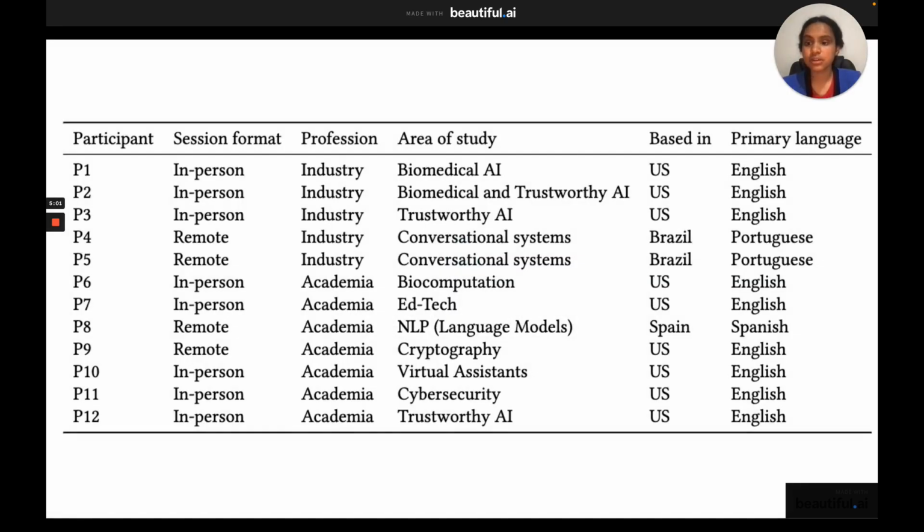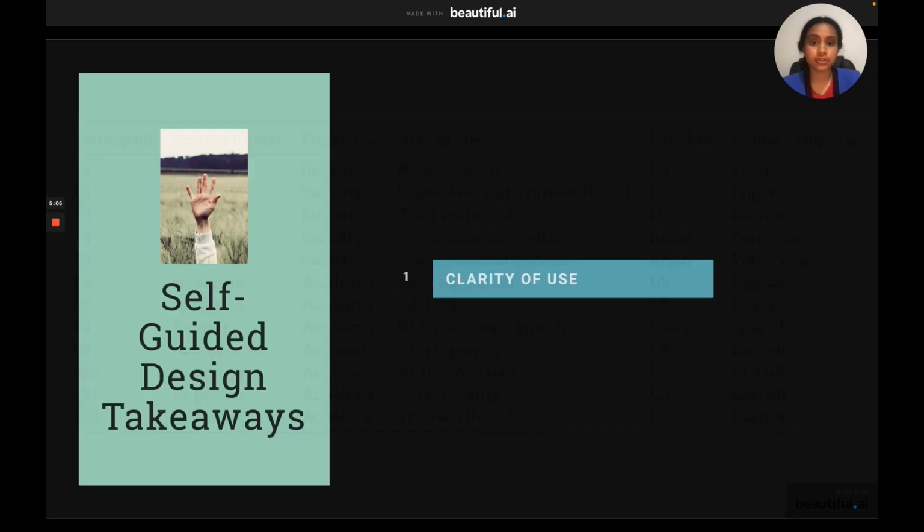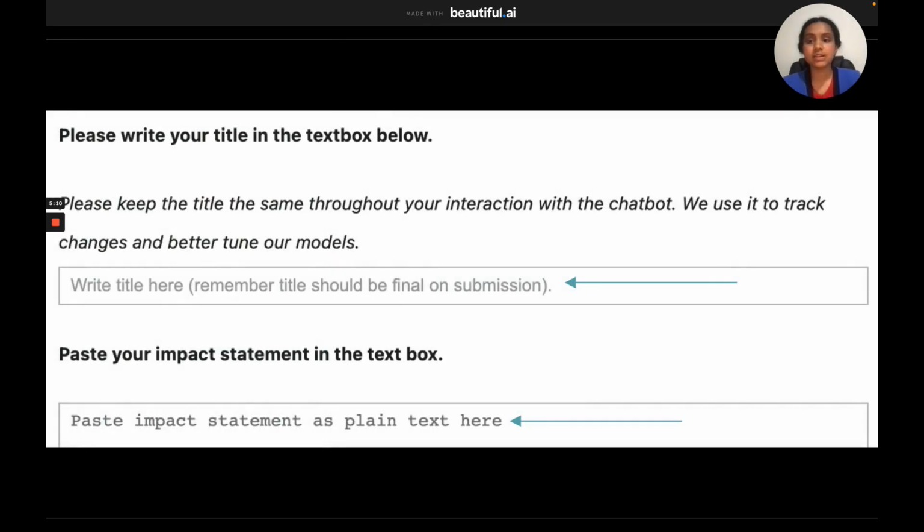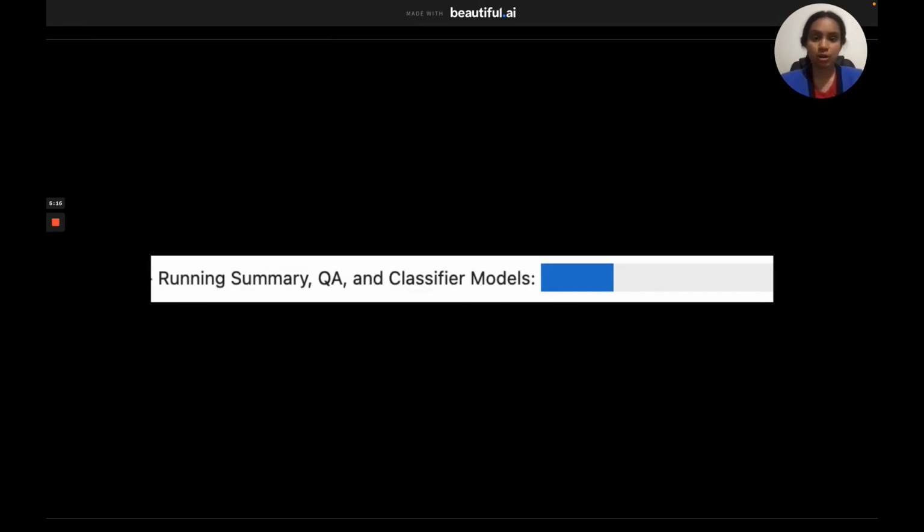In our user sessions, we conducted sessions with 12 different participants across various fields of study for different industry and academia professions. In terms of our takeaways, then, we realized how important clarity of use was. That is, specifically instructing users on how they should input to ImpactBot and what they should do, and giving them a log of progress so that they wouldn't be waiting without information.